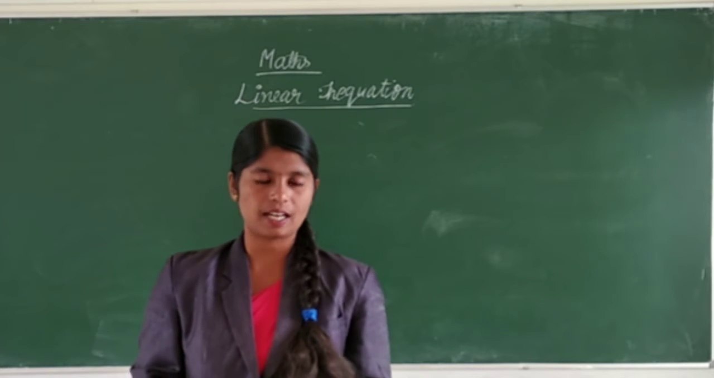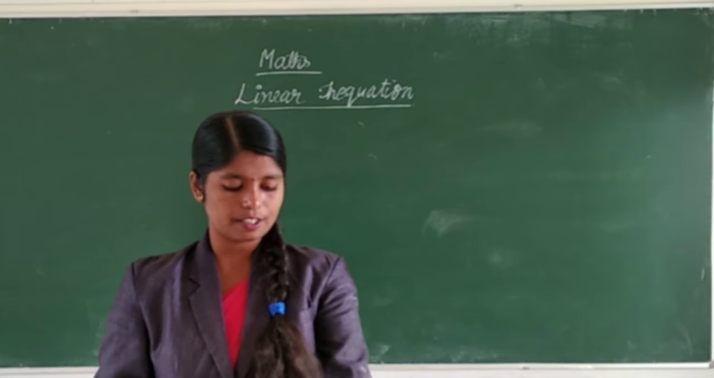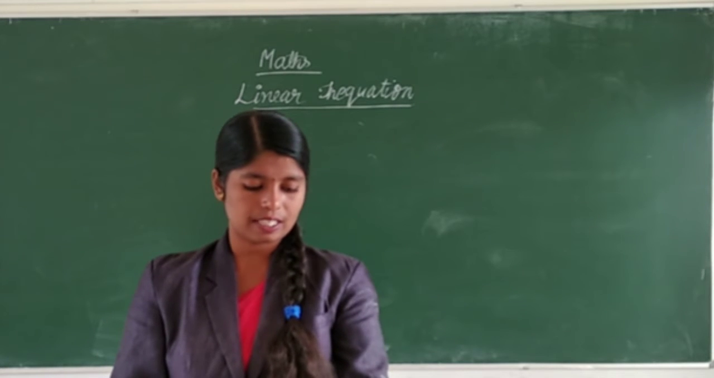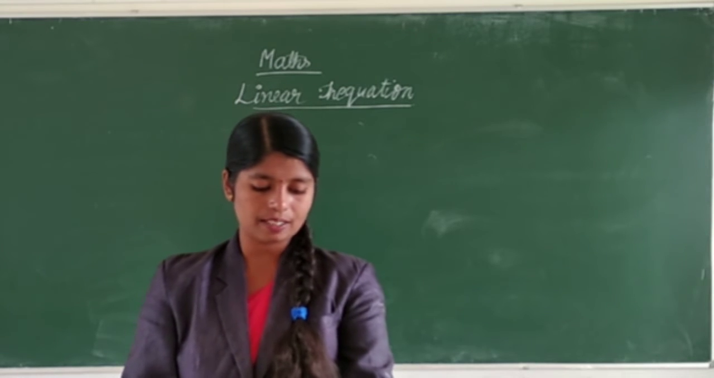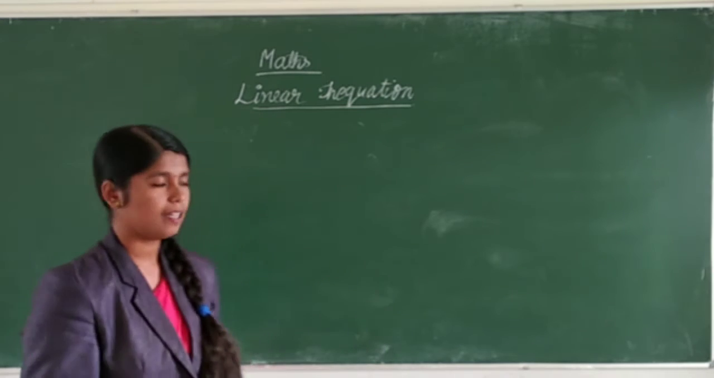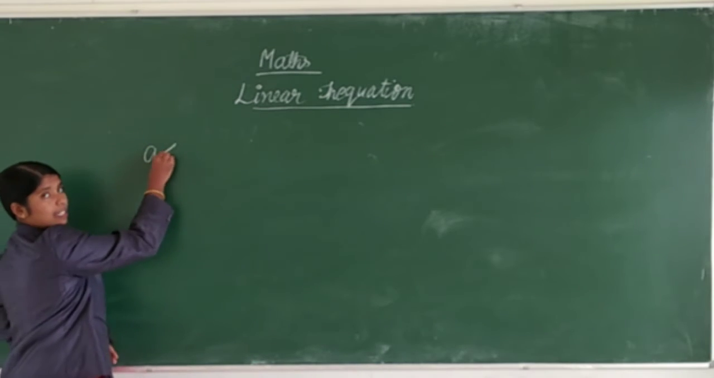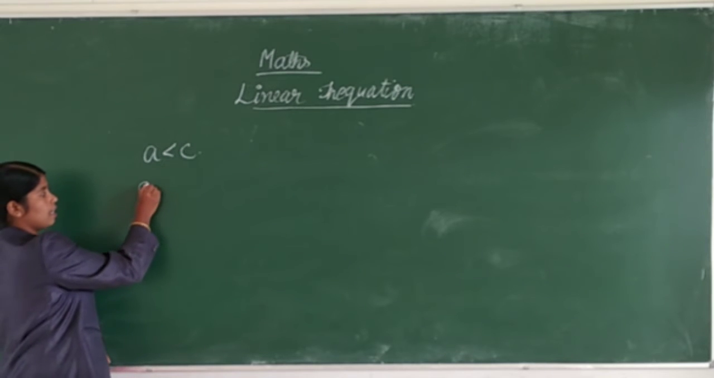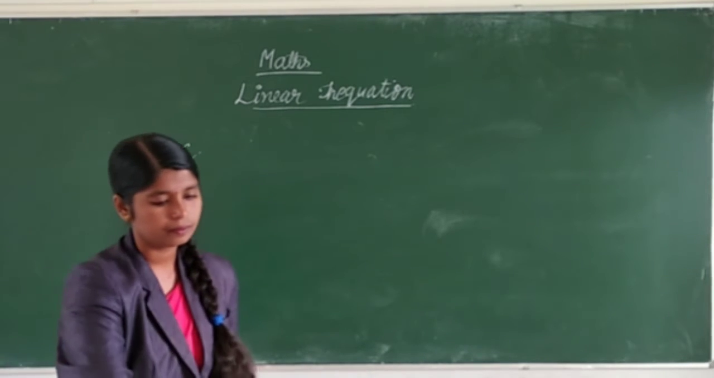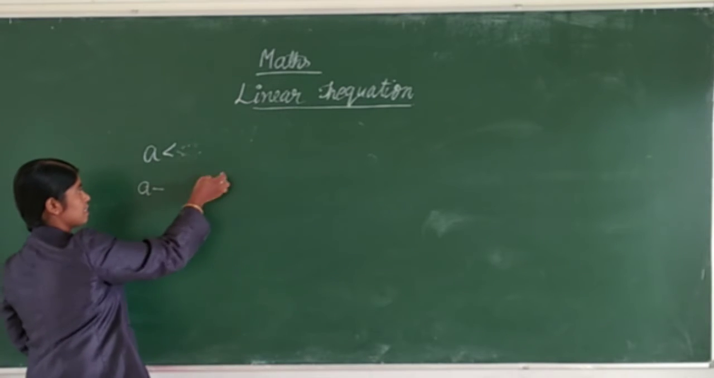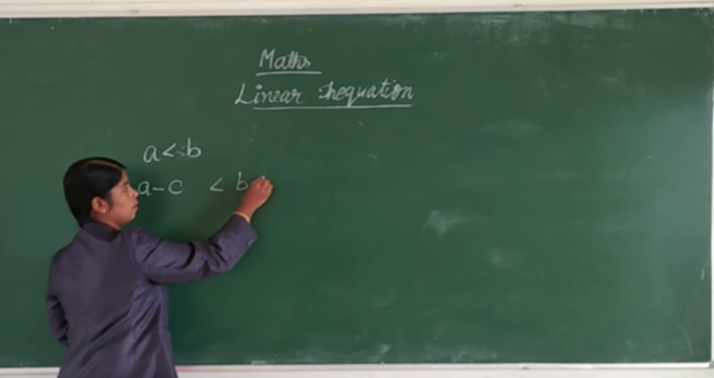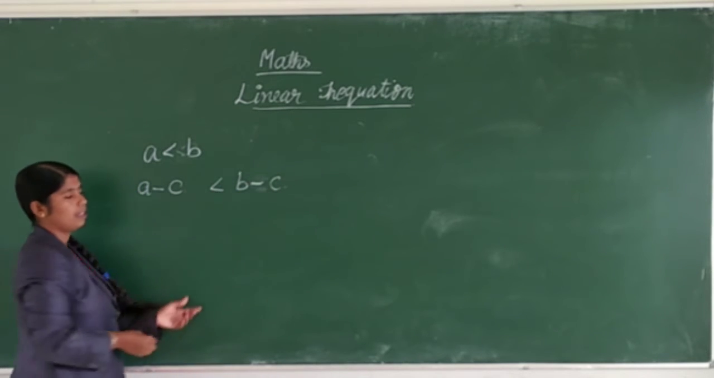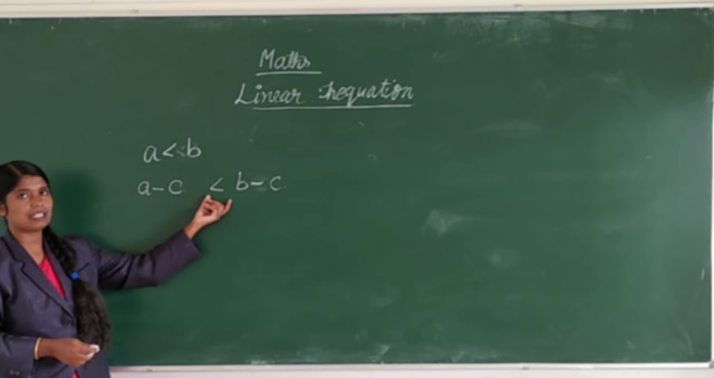Before going to the next exercise, look into the second question. I have asked you to tell me the answer as homework. State whether the following sentences are true or false. The first one is given: if A is less than B, then A minus C is less than B minus C. The condition is given: A is less than B. Then if you subtract the same quantity from both the numbers, the sign of inequality remains the same.